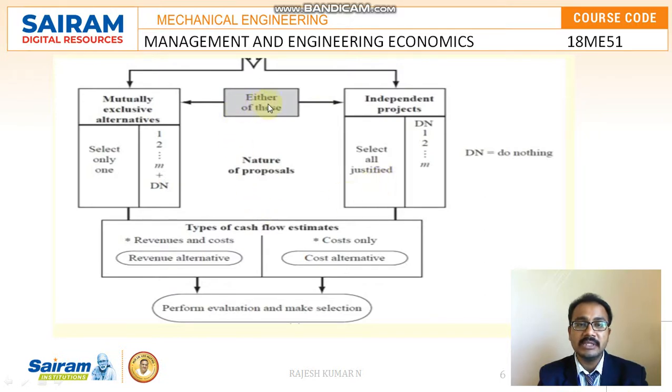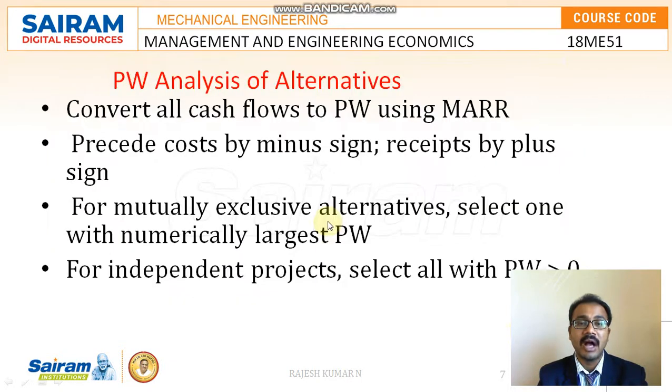And you can see either of these things. Usually when we speak about the present worth calculation, that is why it is mentioned either of these: either mutually exclusive alternatives or independent projects. And when we speak about types of cash flow estimates, under the mutually exclusive, we have revenues and cost, where the revenue alternatives play a major role. But in case of the independent projects, the cost alone plays a major role. So that is why it is a cost alternative. And altogether, for both mutually exclusive and independent projects, finally we have to evaluate the performance, and we need to select which one is best suited for our case.